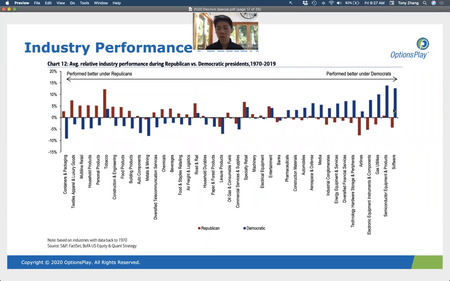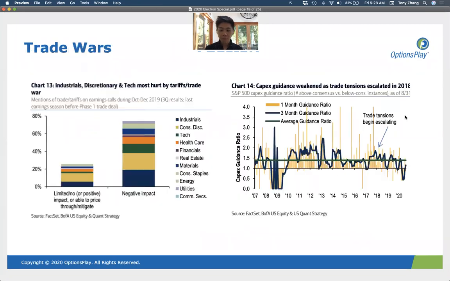I do have this industry performance, which is similar to what I just showed you before on the sector level. We do have this on the industry level. So I'm not going to spend the time going through every single industry. I did put the slide in here so that if you want to review it on your own, we will make the slides with this recording available so that you can take a look at this on your own. If you're investing in any of these sectors or industries, you could take a look at whether they generally perform better under a Democratic or Republican administration.